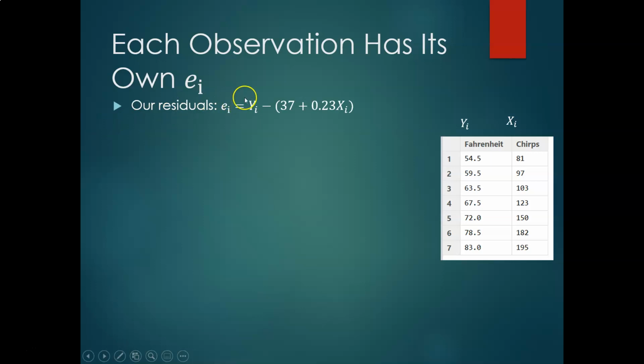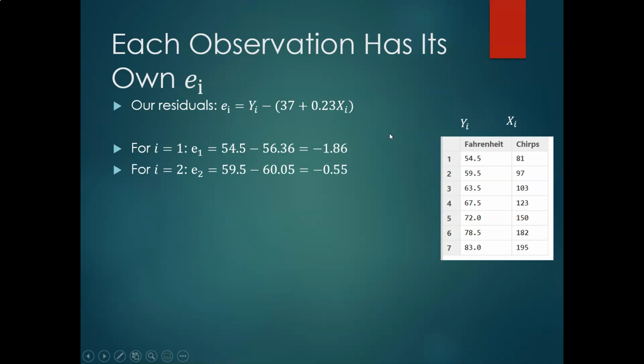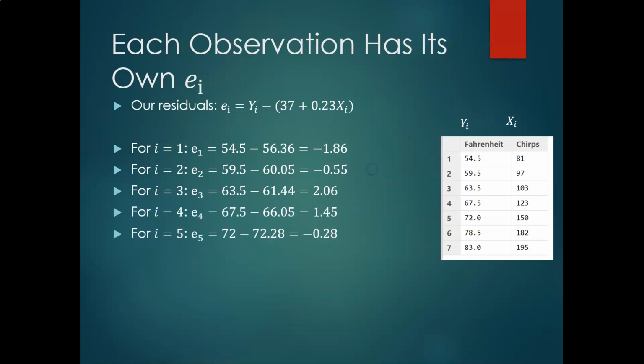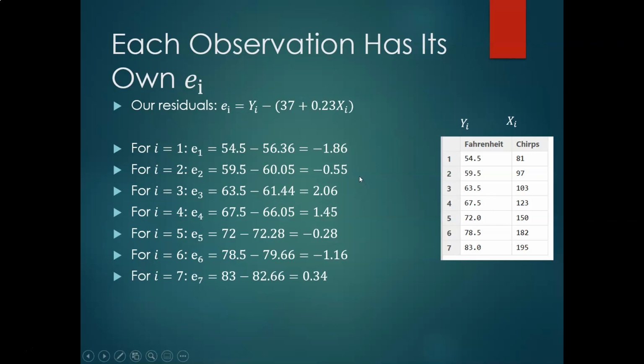Our residuals are going to be the actual minus the predicted value. And this is basically y hat, the equation for y hat. So in this particular case, our first residual is negative 1.86. Then we have 0.55 for the second one, positive 2.06 for the third, positive 1.45 for the fourth, negative 0.28 for the fifth. That's pretty close to the actual prediction. Negative 1.16 for the sixth, and positive 0.34. So we have a couple of them that are pretty close to the prediction.